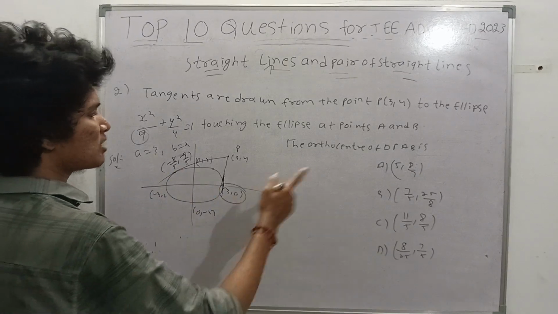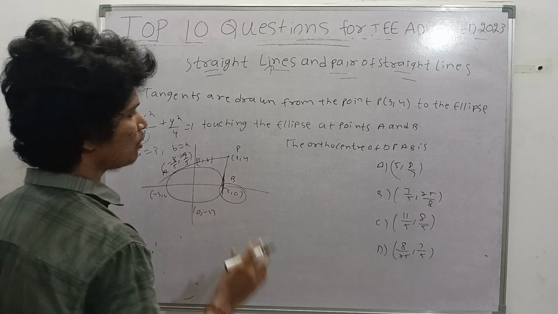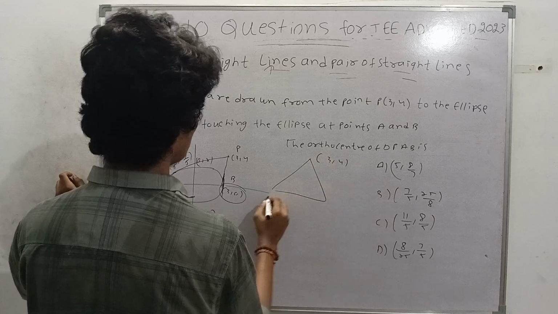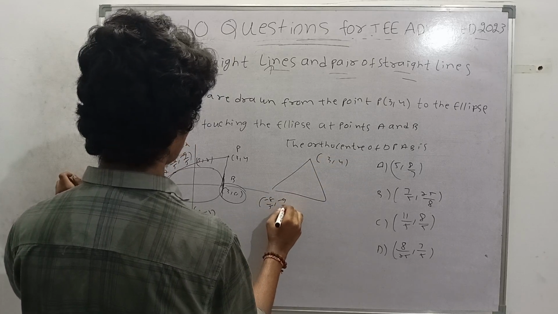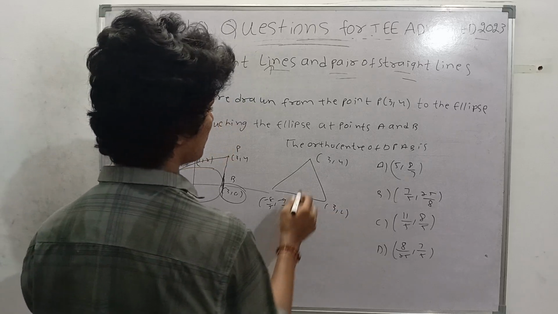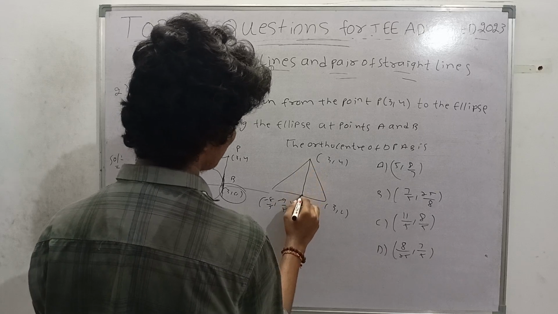Now what they are saying, orthocenter of PAB. This is P, this is A, this is B. You can easily form the triangle like this. Here it is (3, 4), here it is (minus 8 by 5, minus 9 by 5), and here it is (3, 0). And you can find the orthocenter. What is the orthocenter? It is the point of intersection of altitudes. What is an altitude? It is a perpendicular.